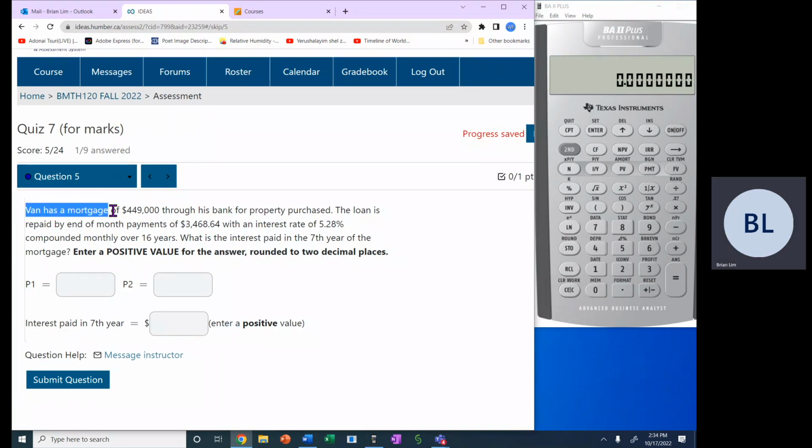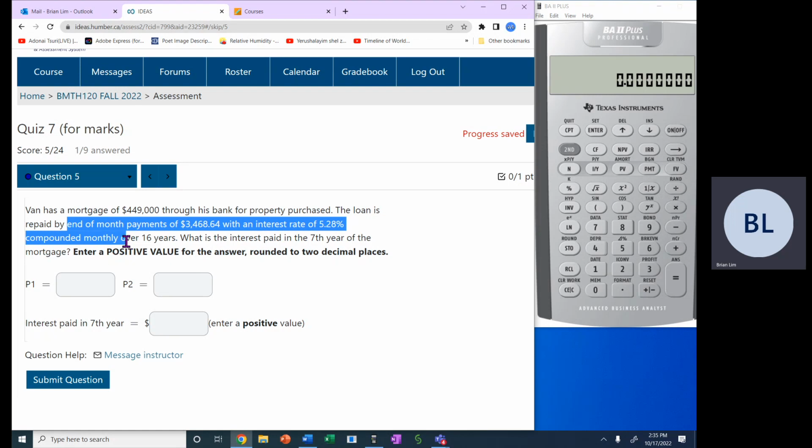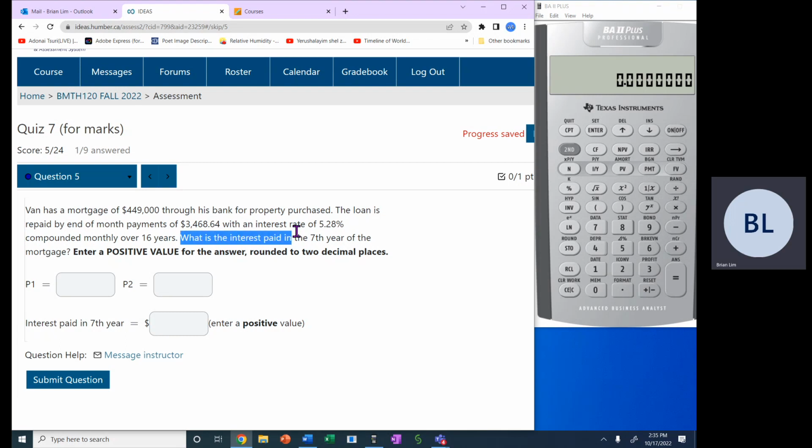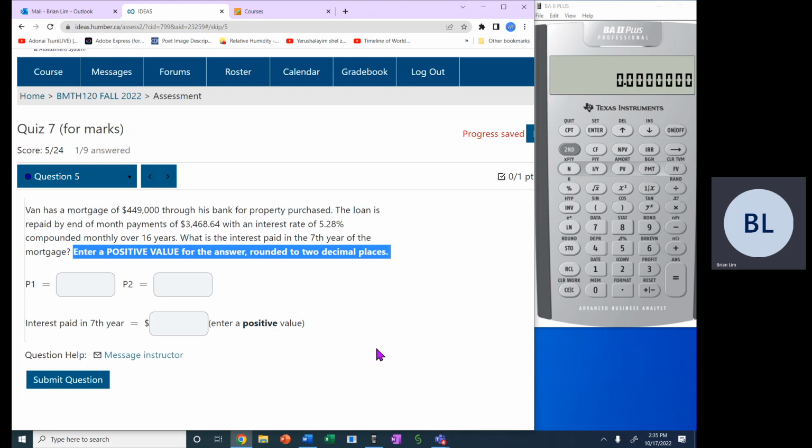Van has a mortgage of $449,000 through his bank for property purchased. The loan is repaid by end of month payments of $3,468.64 with an interest rate of 5.28% compounded monthly over 16 years. What is the interest paid in the 7th year of the mortgage? Enter a positive value for the answer, rounded to 2 decimal places.